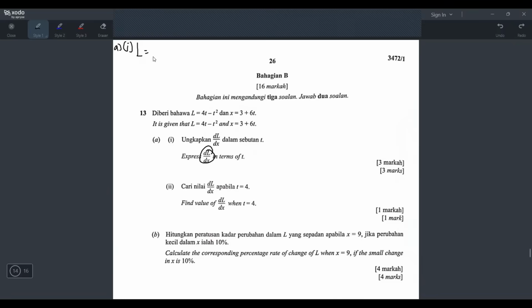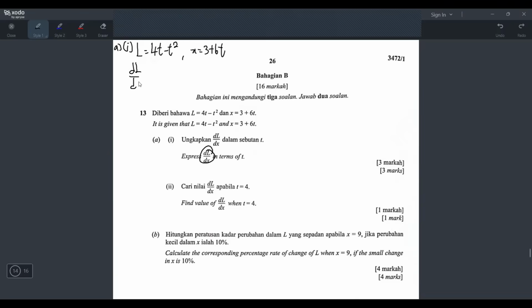You will use the chain rule. I think it's called the chain rule. It means this one is 4t minus t squared, right? And the other one is x equals 3t plus 6. It means you try to differentiate this and differentiate this. But when you differentiate this, you will not get dL/dx.